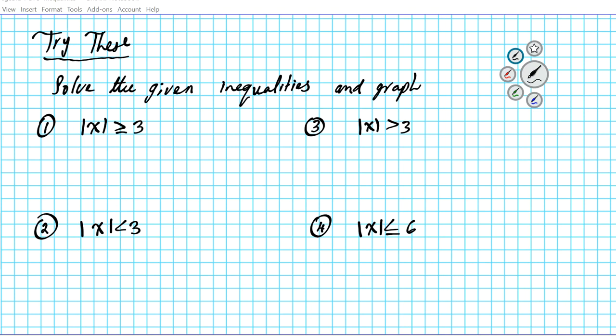Alrighty, welcome back. So hopefully you had a chance to try out the problems. Let's go ahead and take a look at what the solutions are. For question number 1, the answer is x is greater than or equal to 3. Let's reverse the order. Let's write it like this. Let's say x is less than or equal to negative 3, or x is greater than or equal to 3. That's the solution for number 1. And then let's take a look at what the graph looks like.